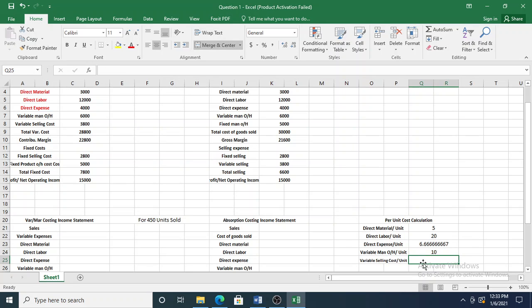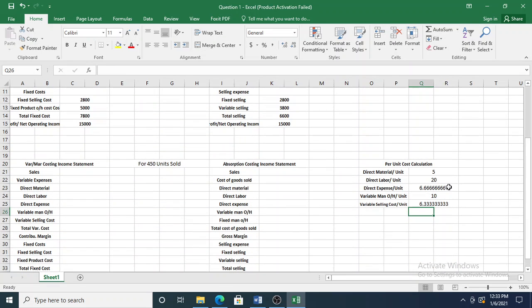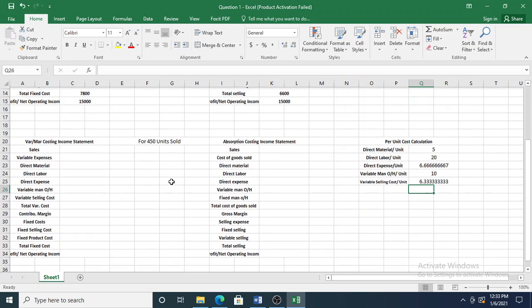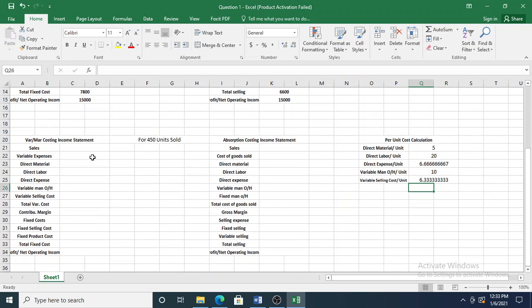Then we have the variable selling cost per unit, which equals variable selling divided by, again, 600. Now we have got the unit cost for this that we will use to calculate for 450 units.